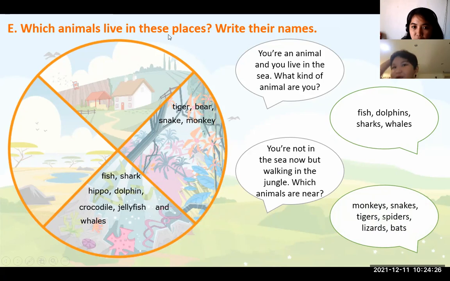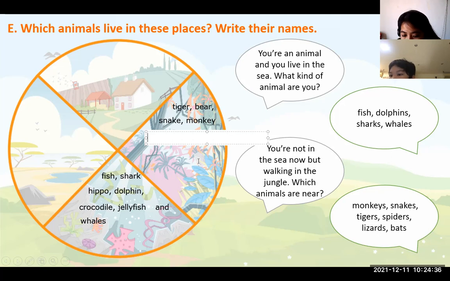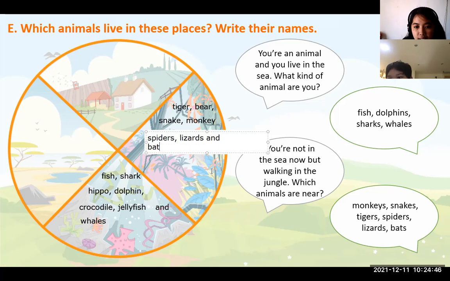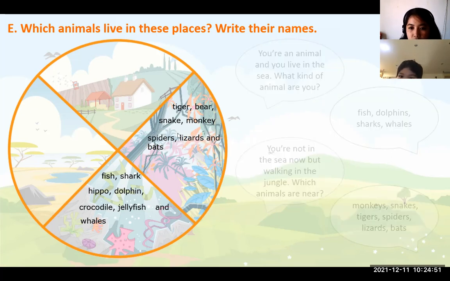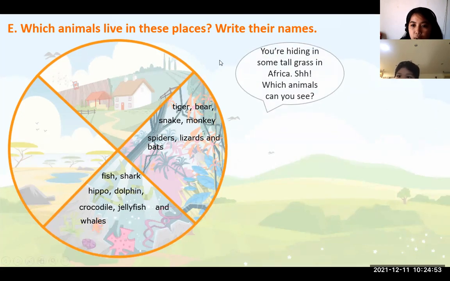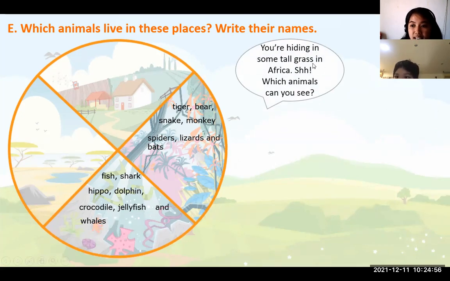Okay, so what else? We have this one. Monkeys, snakes, spiders, lizards, and bats. So we're going to put spiders. What else? Lizards and bats. Okay. So how about this one? You're hiding in some tall grass in Africa. Which animals can you see?